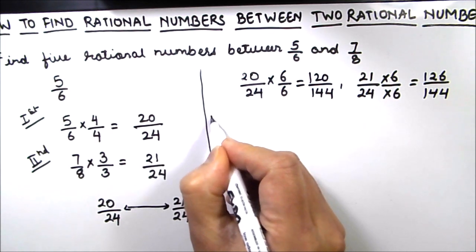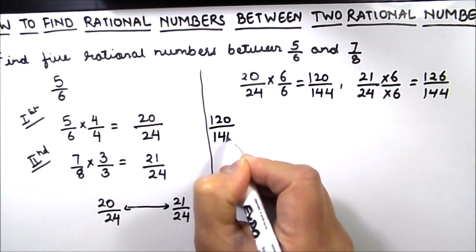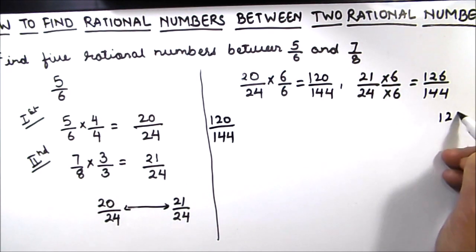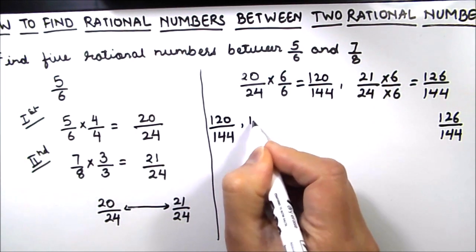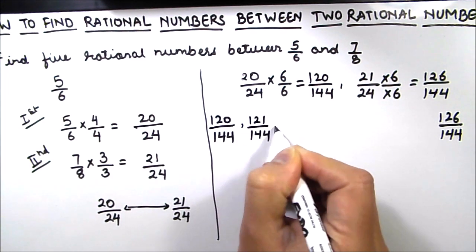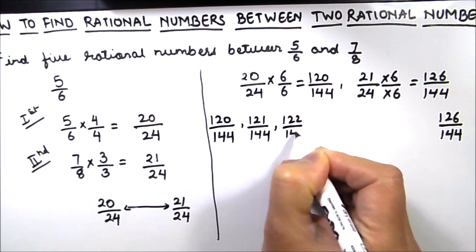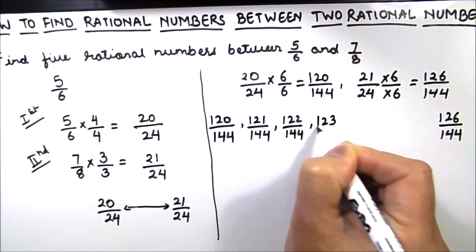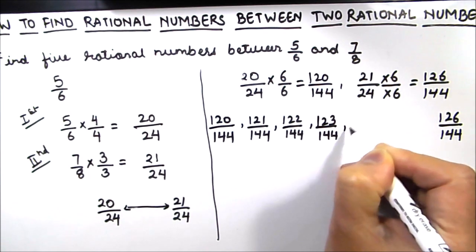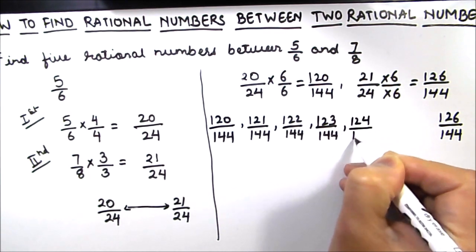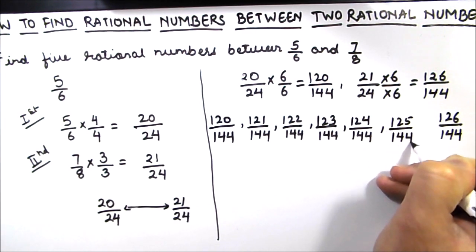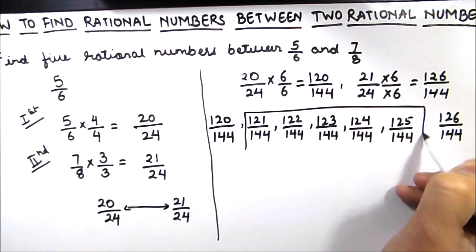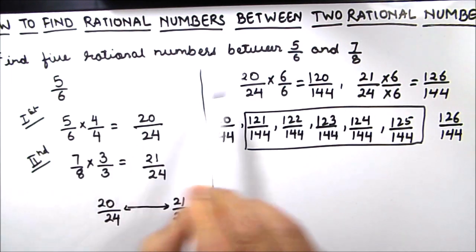Now we have two fractions, 120 by 144 and the other one 126 by 144. And we need to write 5 fractions in between the two fractions. So just after 120 we can write 121 by 144. This is 122 by 144 and the next one is 123 by 144. The fraction next to it is 124 by 144 and 125 by 144. So these are all the 5 fractions in between the two fractions which we need to find out.